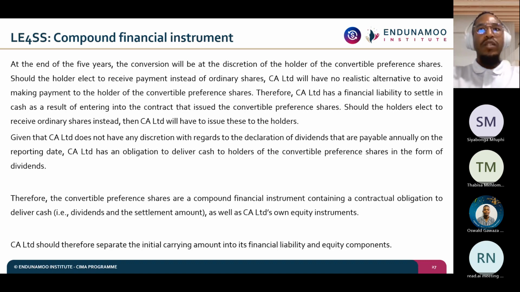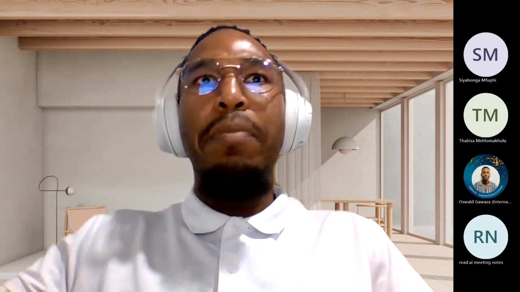Now, to Tabisa's question, I want us to skip over to lecture example number 10. We are going to get to it at a later stage, but for purposes of completing the thought process surrounding compound financial instruments, I want us to look at how the numbers would look.